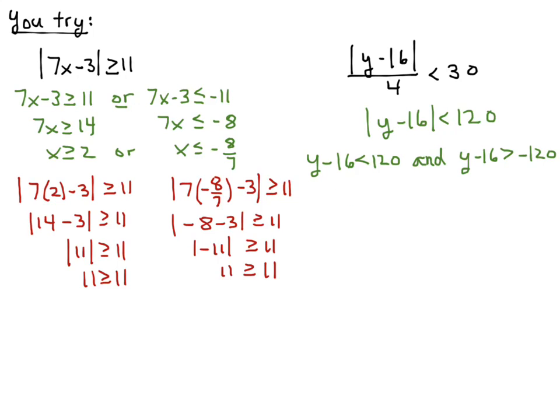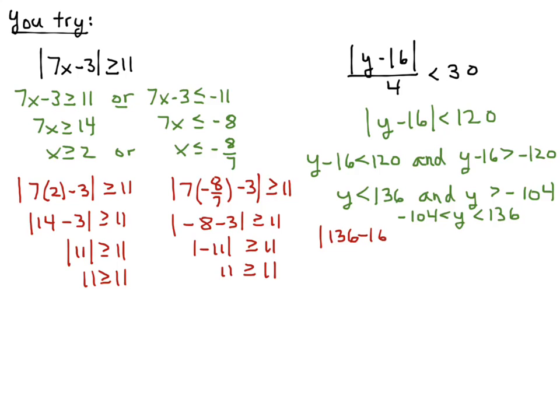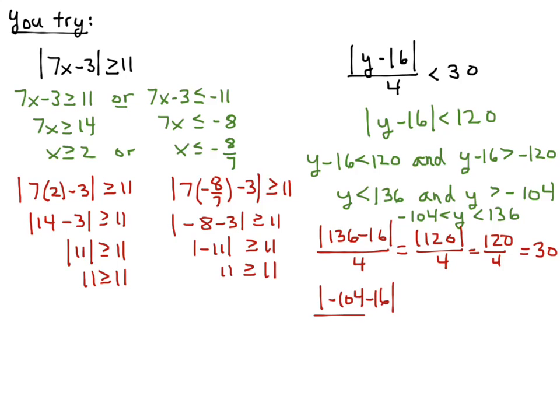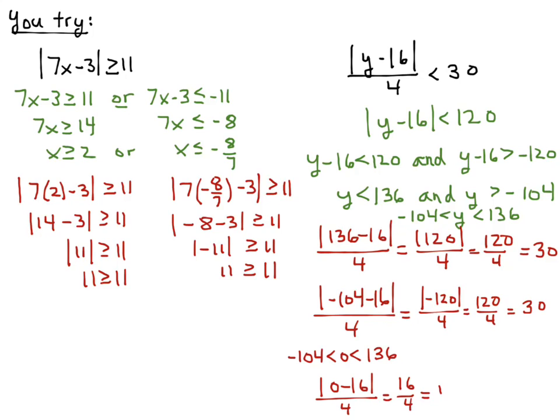And so I get the absolute value of y minus 16 is less than 120. So it's less than, so I'm going to make two equations that both must be true, so I put an and there. The first one I get is y is less than 136, and then the second one I get is y is greater than -104. And so I can rewrite that to -104 is less than y is less than 136. Check both values on it, and I get 30 on both of them. So my inequality numbers are right.